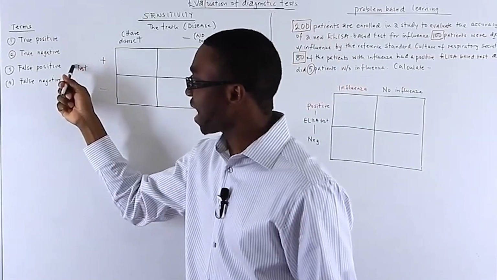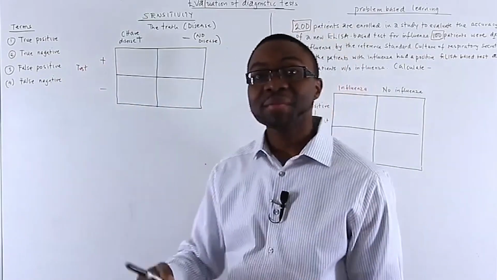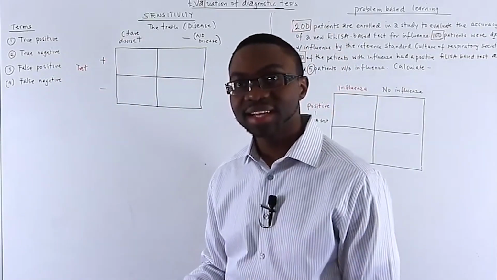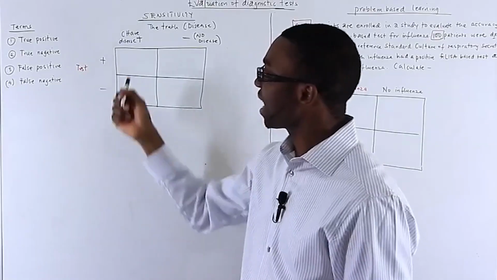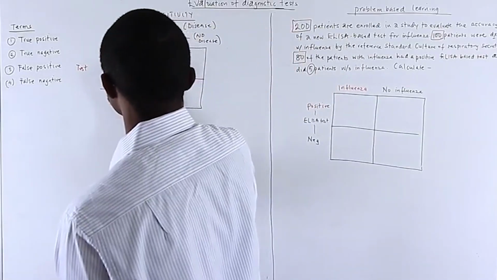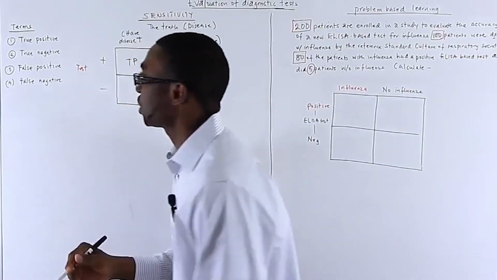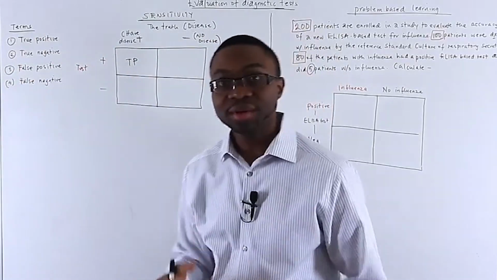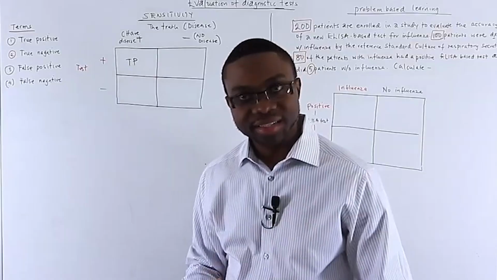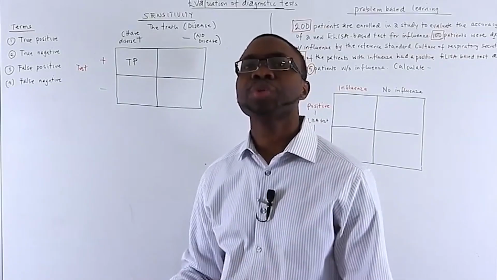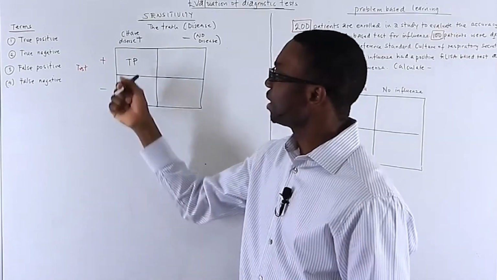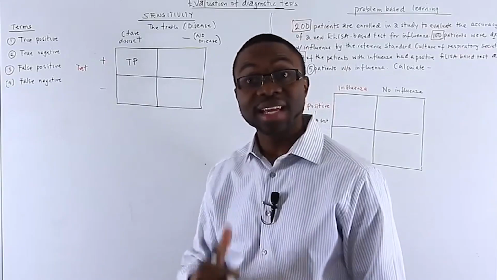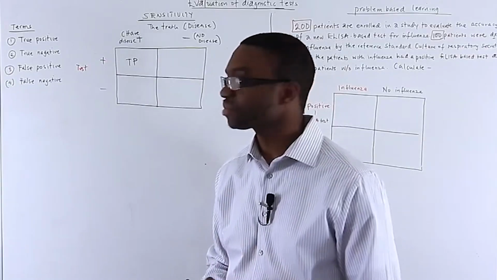If you order a test and the test comes back positive for the patient and they have a disease, that is a true positive test. We're going to represent it by TP, right? So in this case, say the patient has pancreatitis. Lipase level is super elevated. Positive. You say, yes, you have pancreatitis.